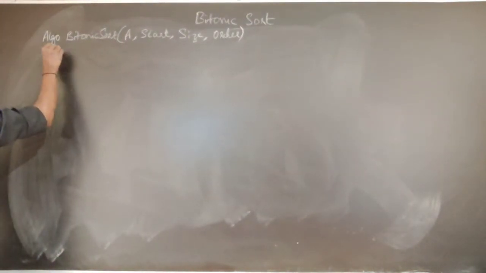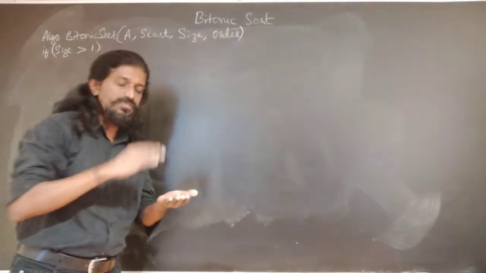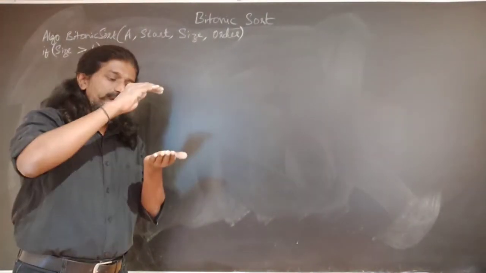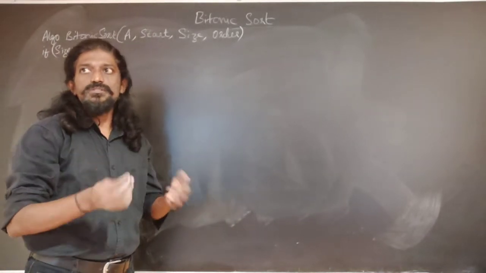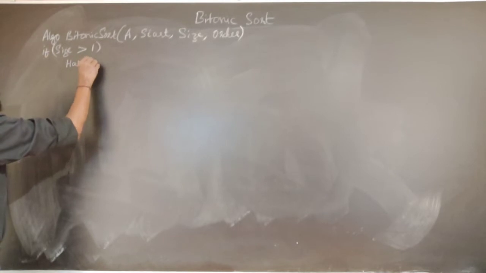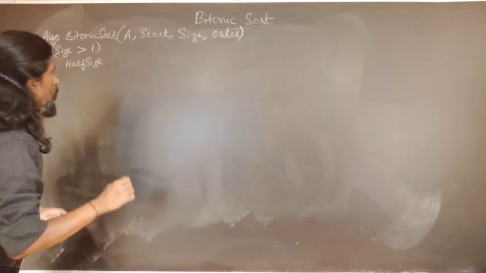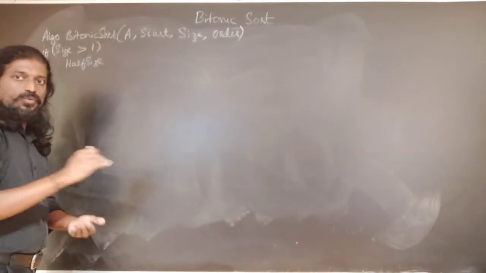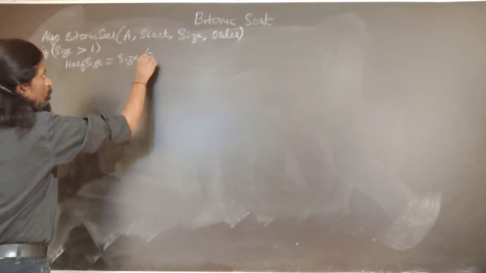If size is greater than 1, only if the size is greater than 1 we have something to do, like ascending, descending. When the subarrays are of size 1, we don't have anything to do because they are sorted by themselves, whether it is ascending or descending order. What we will do, we will first find half size of it, because we will be dividing the array into two halves, 1 to n by 2 and n by 2 to n. So therefore half size is equal to size by 2.